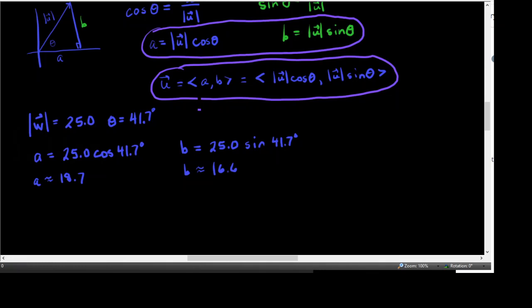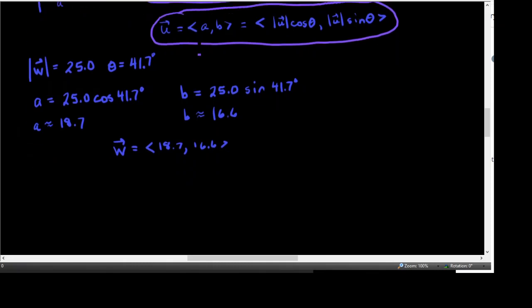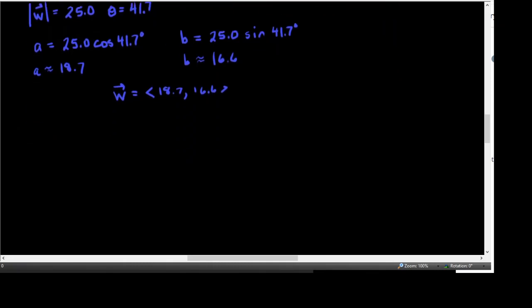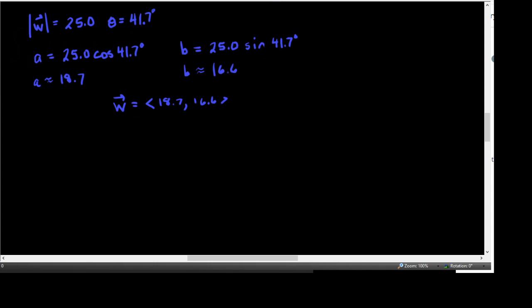And so therefore we can conclude that vector w in component form is 18.7, 16.6. And of course, I've rounded those to the nearest tenth. You probably realize that already.